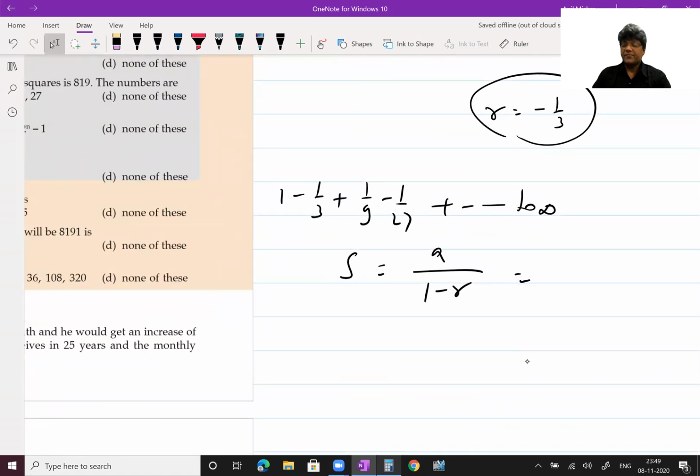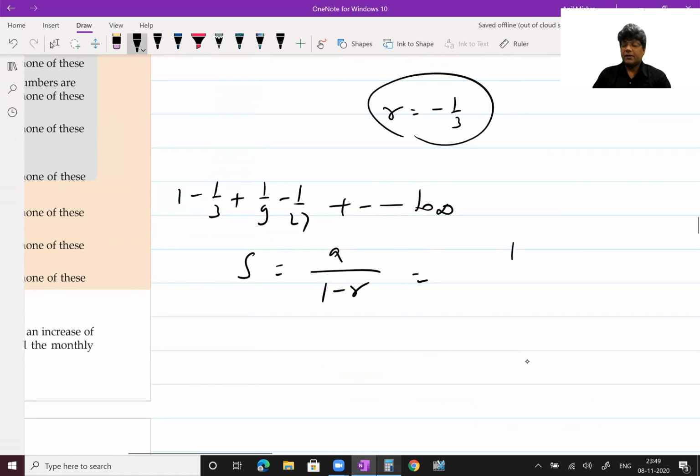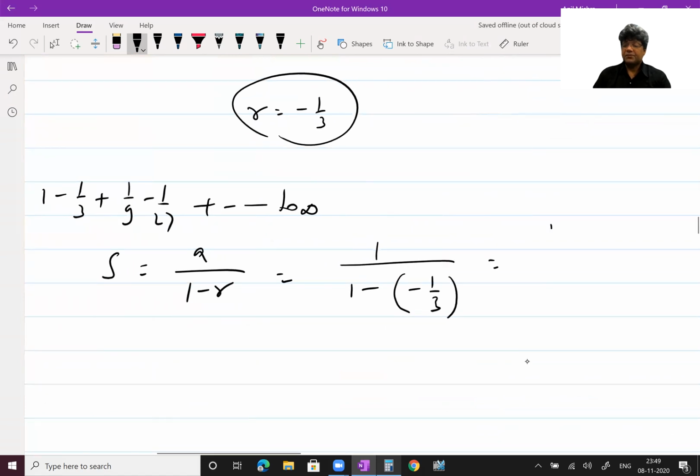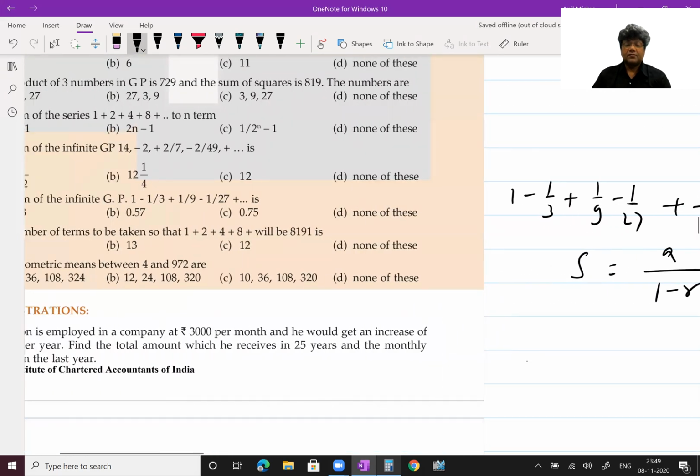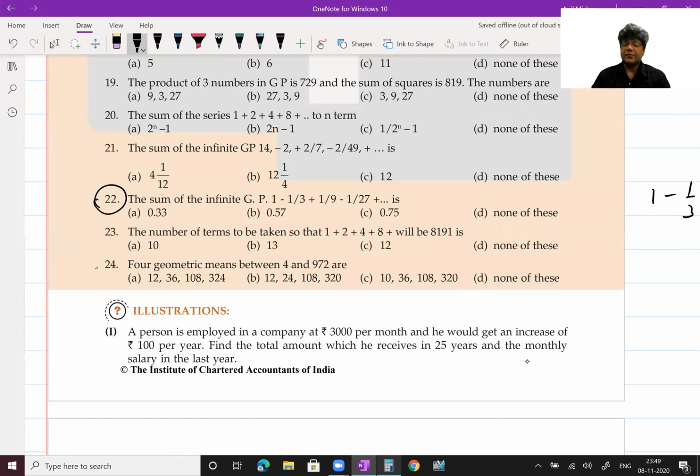So we can apply. According to that, it will be A by 1 minus R, R is minus 1 by 3. Simple. 1 by 1 plus 1 by 3. That is 1 by 4 by 3, means 3 by 4. 3 by 4 means 0.75. Option C.